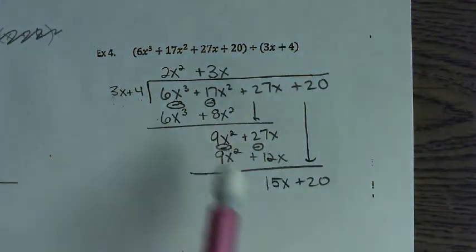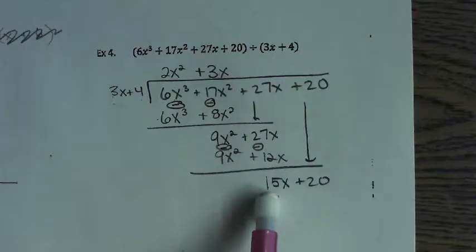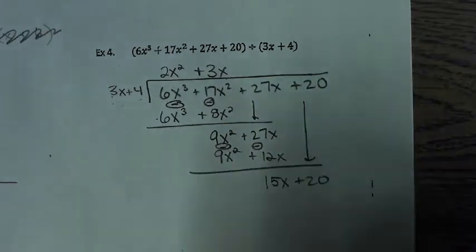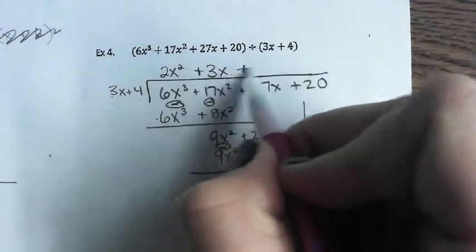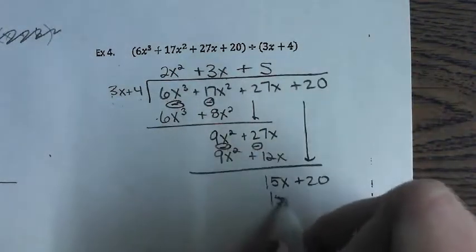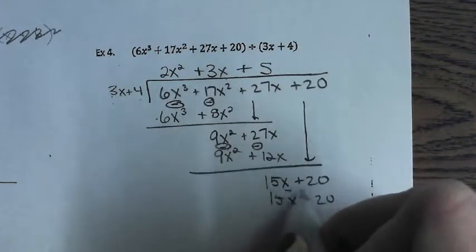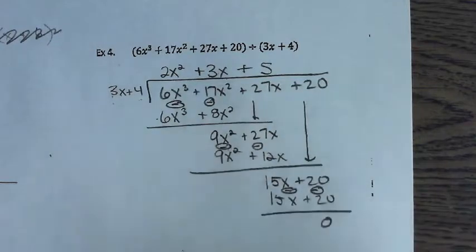And then 3x times what, Jack B, will give me 15x? Plus 5. So we have 15x plus 20. Do your subtraction. 0.